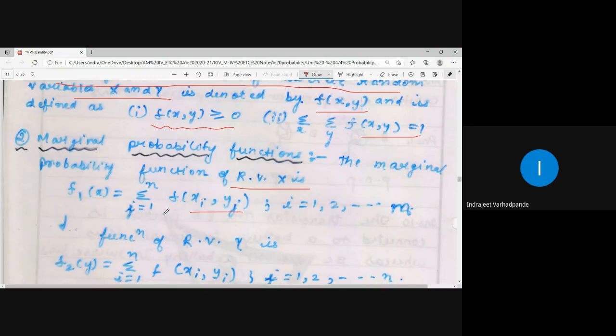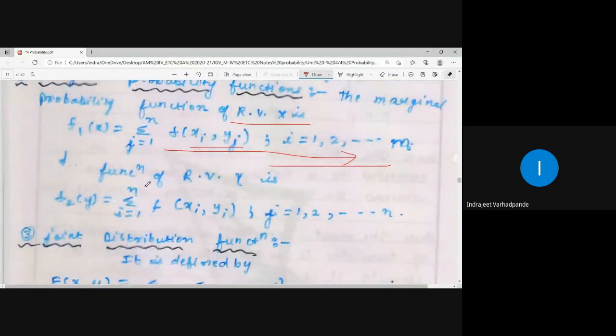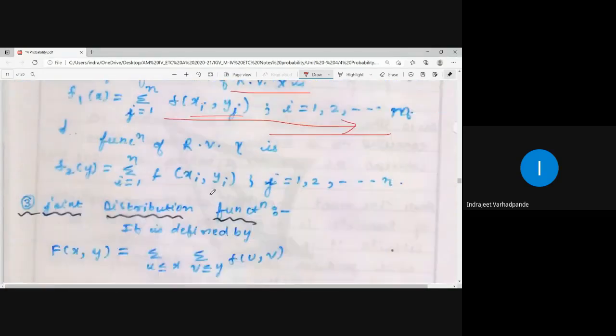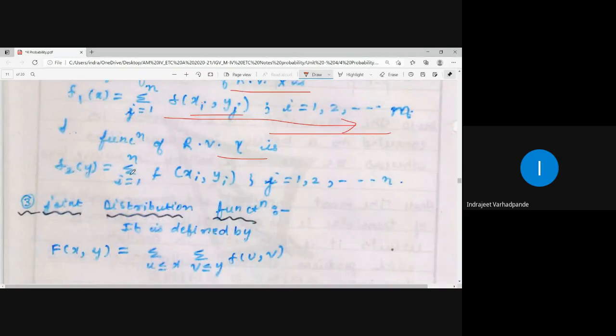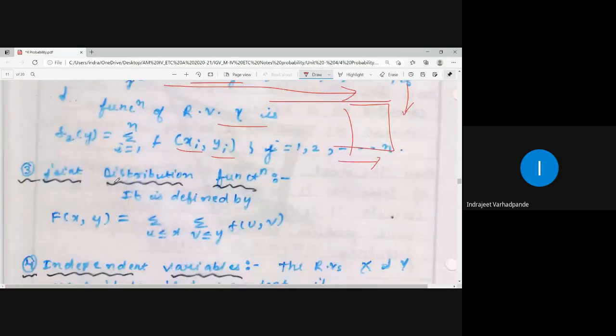xi has to be kept fixed, all values of y, which is the sum of all entries in a row. For the marginal probability function for random variable y, i will be varying from 1 to n, so f of xi yj, j will be fixed, addition of all the entries in the column. But after making the table, what do we do? An additional column and additional row is calculated, which gives you the marginal probability function.